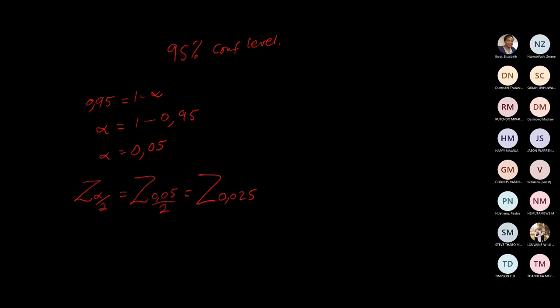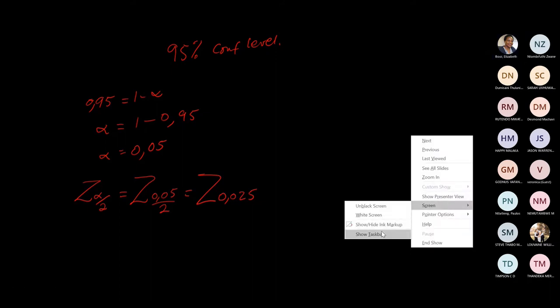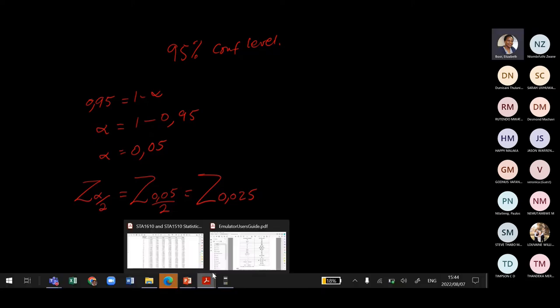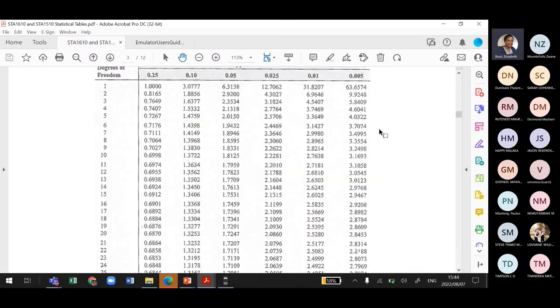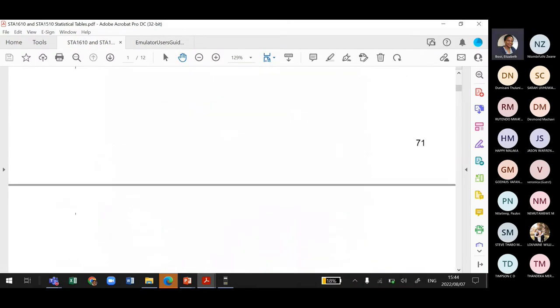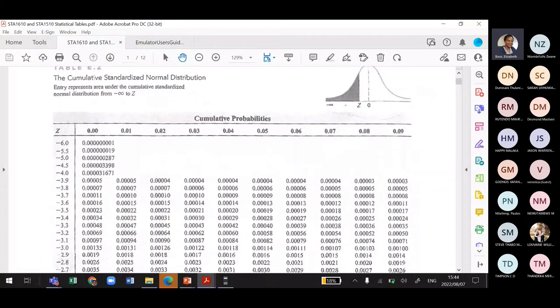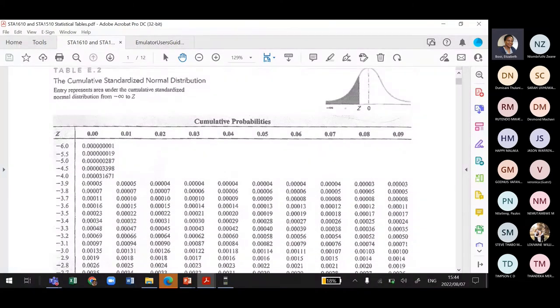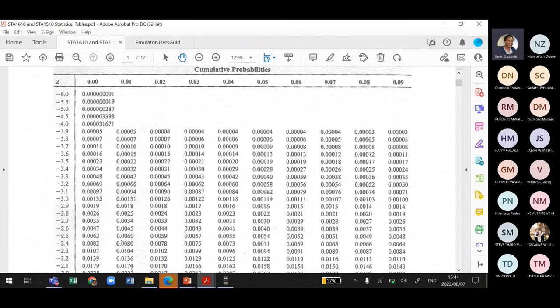So on that note, we need to go to the table to find this critical value. So you need to go to the Z table. So this is our Z table. Remember that it is table E, the cumulative standardized normal distribution table. Inside the table, we need to look for a value that is closer to 0.025. Because our table has 4 decimals at most, I can say it will look like 0.0250. So let's go inside the table and look for that value.